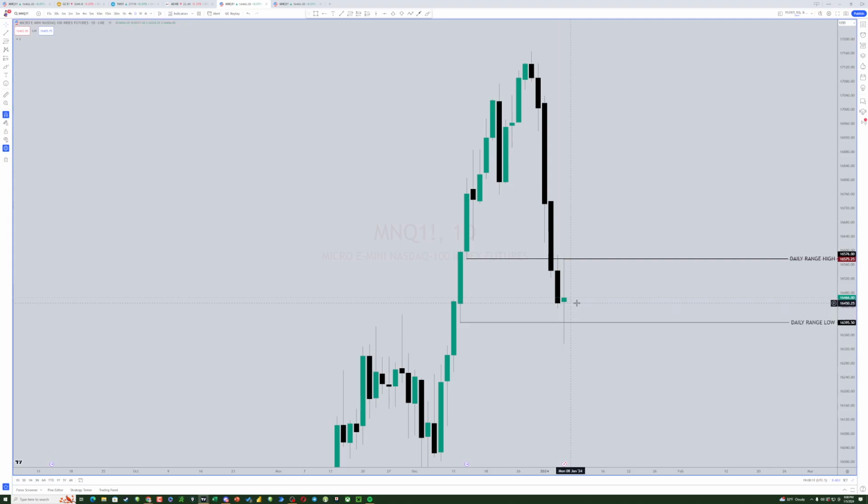So what am I looking for in the daily range is I'm looking for the first PD array below us, below price here, first PD array above us here. So there's my daily range. Could you argue that it's the wick high? Yes, you could argue that. Could you argue that it is the previous low?